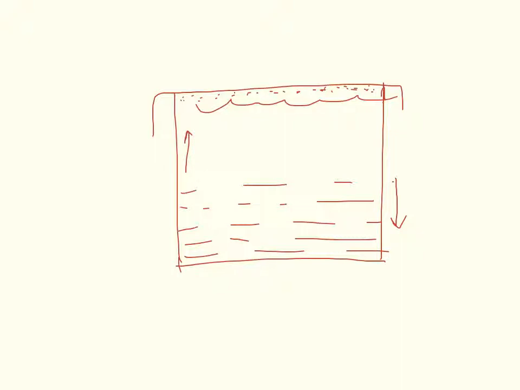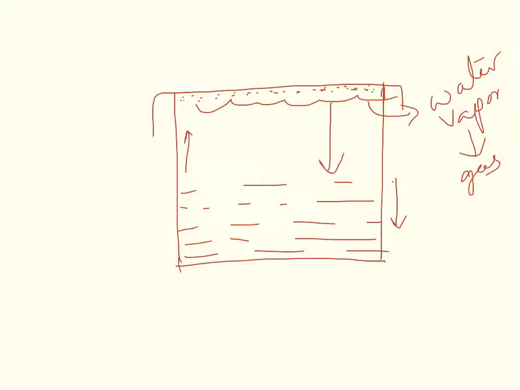So now how does this work? This water vapor is a gas, and gases exert pressure. So this water vapor exerts some pressure. This is known as the vapor pressure.